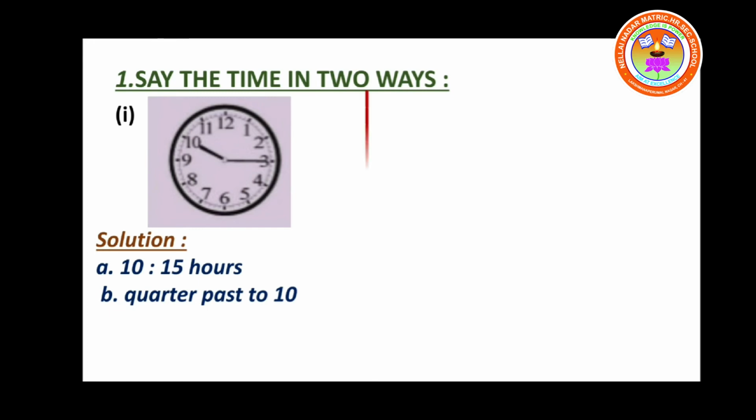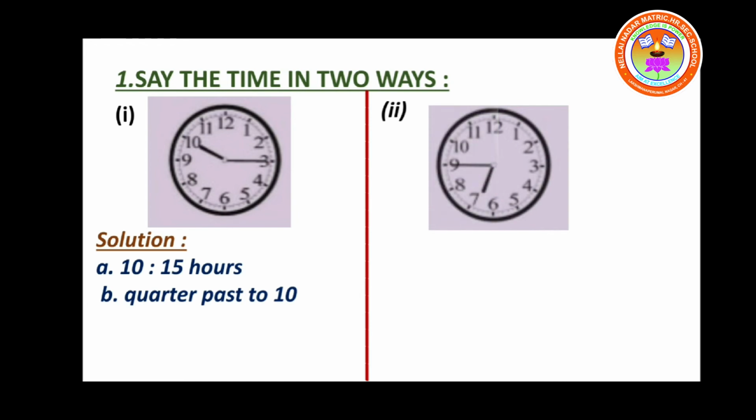Okay. Next, second one, second subdivision. Now you can see the time, children. So solution option A, it is 6:45 hours. Okay, 6:45. And the second you can write quarter to 7. That is going to be 7. So quarter means 15 minutes more to 7 o'clock. So you can write quarter to 7.